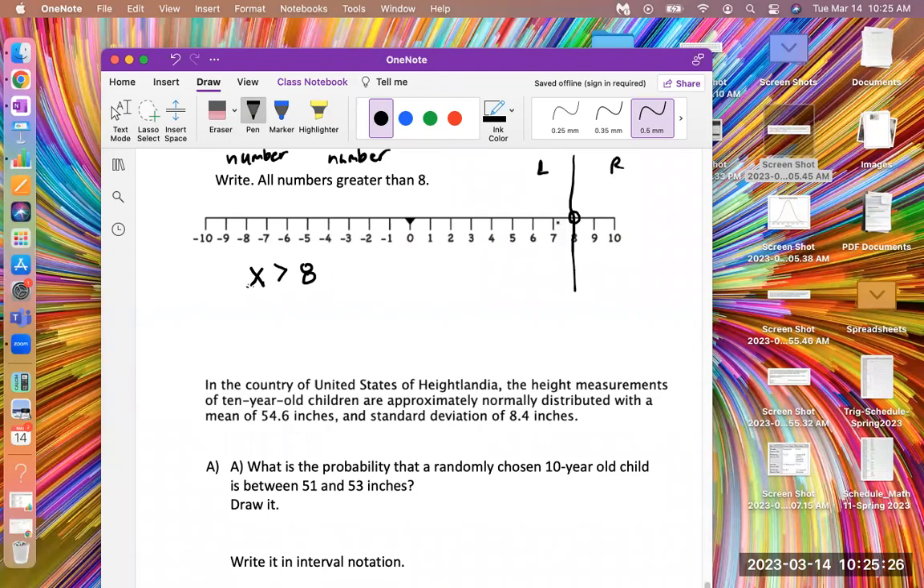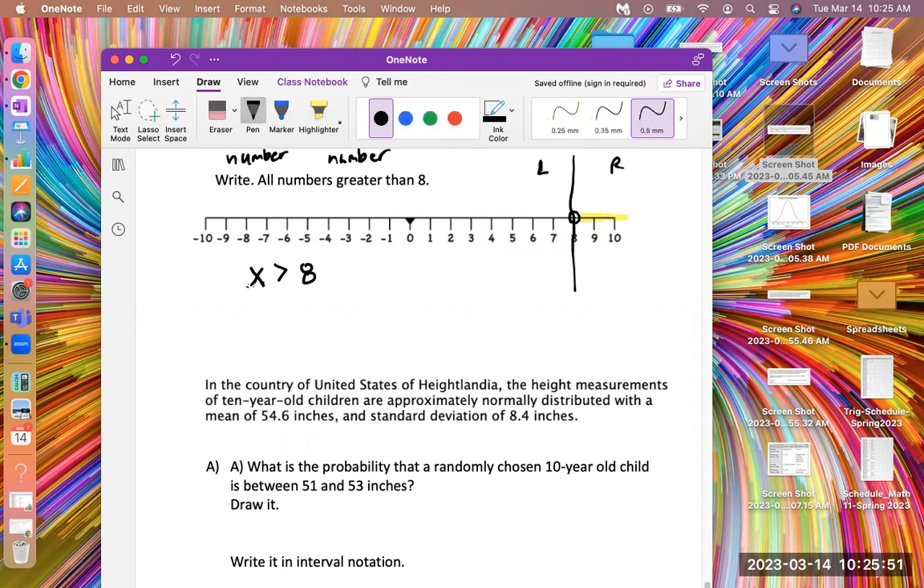Sometimes you have to ask yourself, are the 7 and 6 and 5 greater than 8? Okay, no, they're not. They're less than 8. So are the 9 and the 10 greater than 8? Oh yes, the 9 and 10 are greater than 8. So that's why we're going to shade this side. And remember, we're not just shading the answer here. When we want all numbers greater than 8, it's not just 9 and 10.